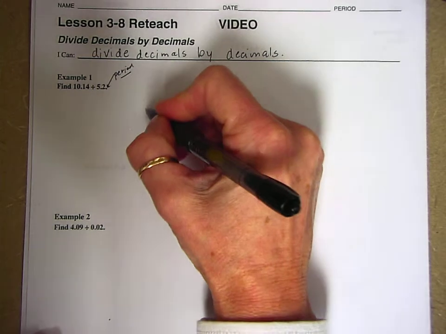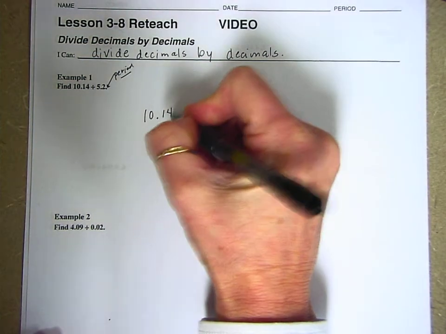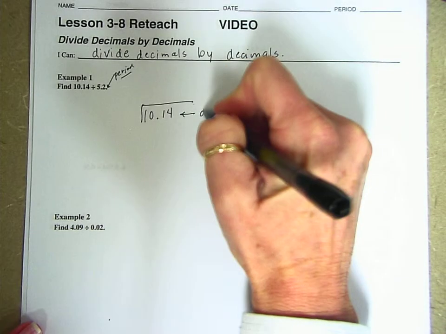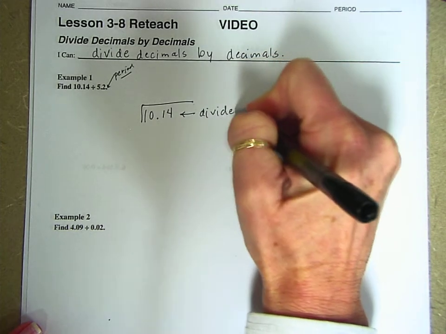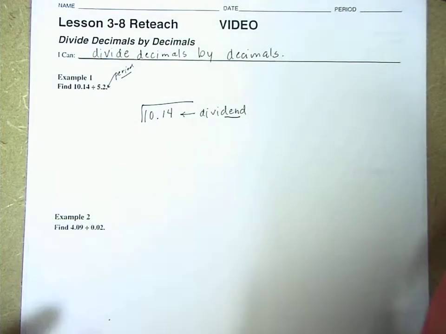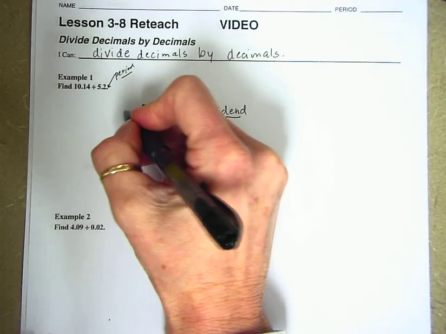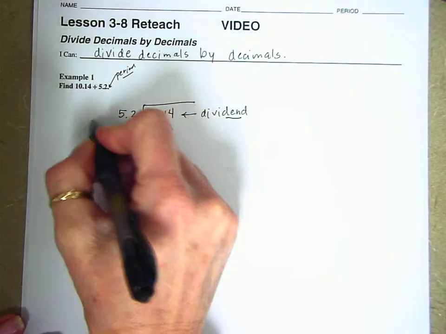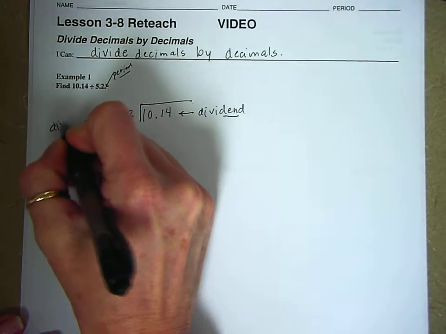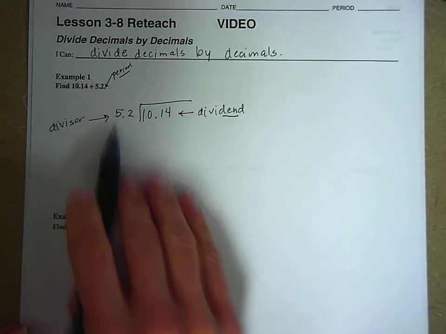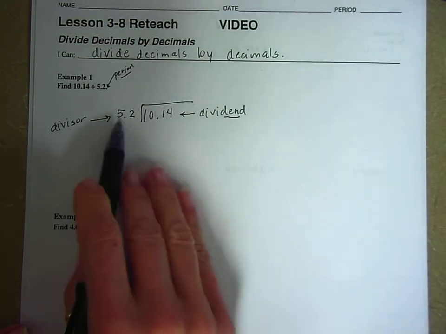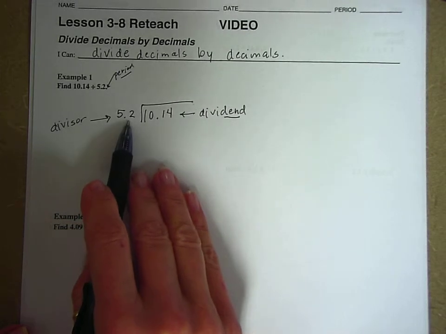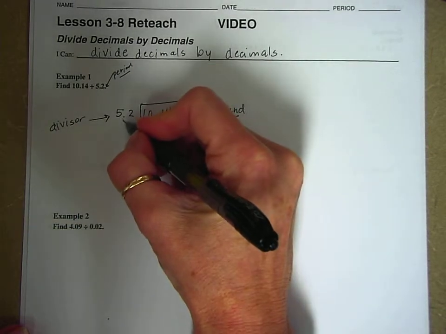Okay, so 10 and 14 hundredths goes inside the bracket, and remember we called that the dividend because the bear that lives in the den, divided by 5 and 2 tenths. This is called your divisor. Now, the problem with doing anything at this point is that I need my divisor to be a whole number. And the only way that I can make that a whole number is if I move it all the way to the right.